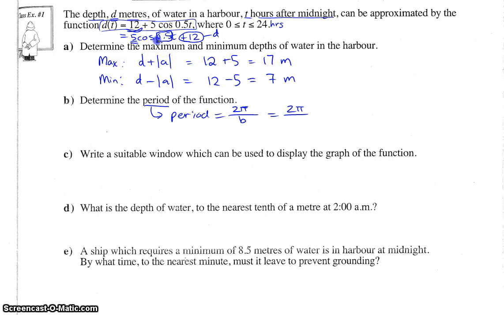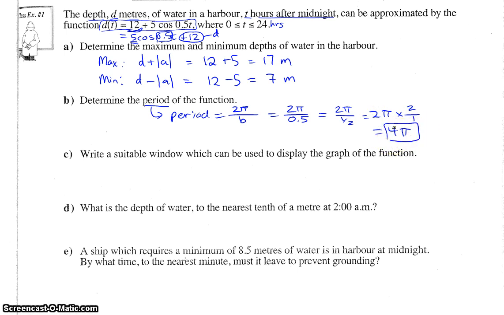b, the number in front of our independent variable, is 0.5. So we need to simplify this. 0.5 is like 1/2, right? So let's write that as 1/2. So we've got 2 pi divided by 1/2, which means multiplied by the reciprocal of 1/2, which means we're going to have 4 pi. There's our period.